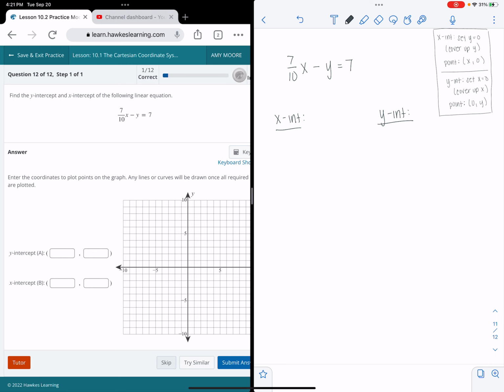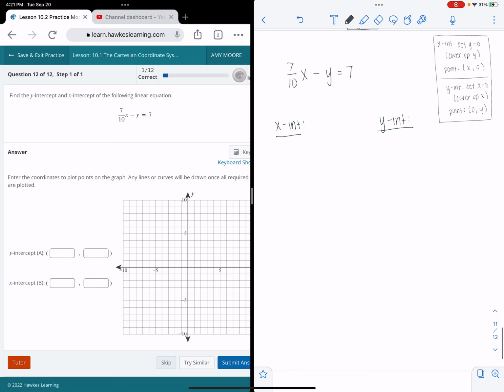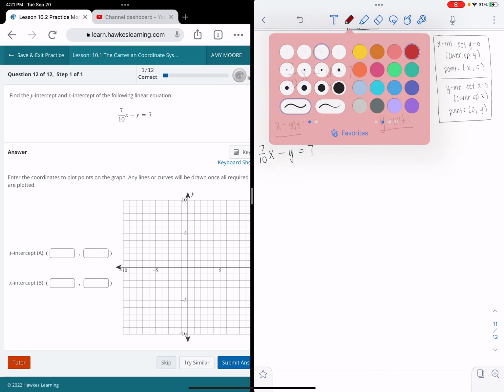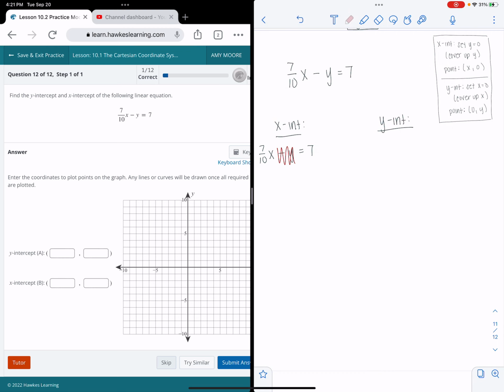So the x-intercept, remember I've got the little cheat over there, but from a prior video, the x-intercept, set y equal to 0. So that just means cover up the y, and then there's going to be our actual point we're going to type in. And so for the x-intercept, I've got this equation, 7 over 10x minus y equals 7. So to find the x-intercept, I'm going to set y equal to 0 or cover up the y, which is going to leave me 7 over 10x equals 7.